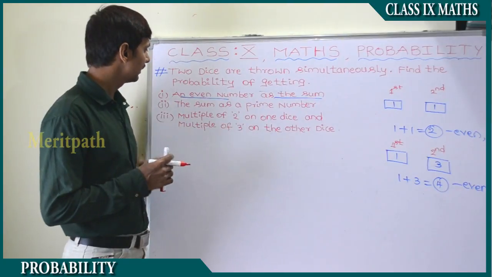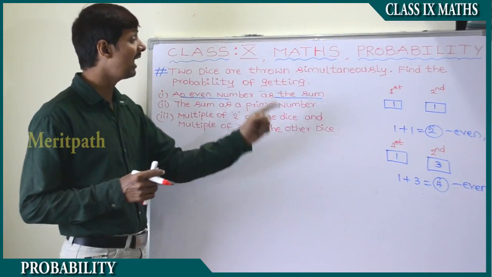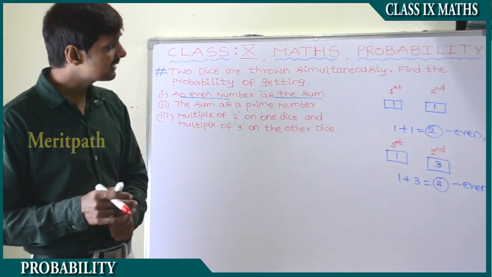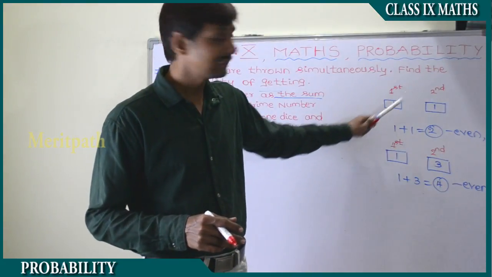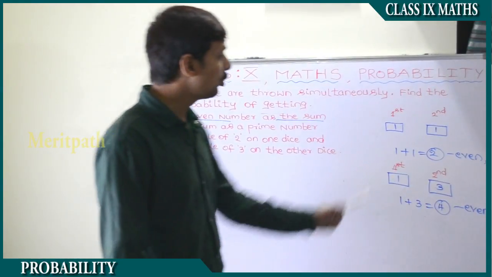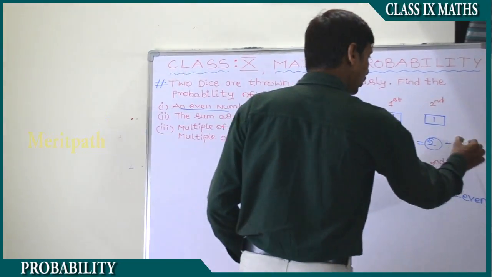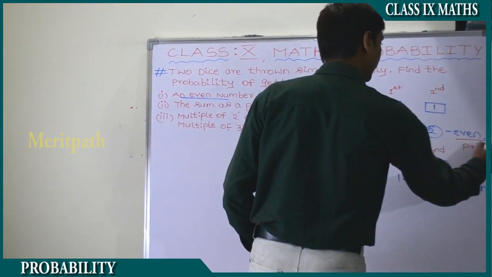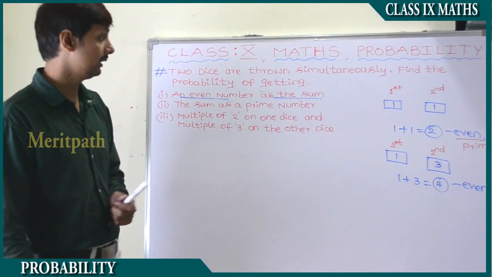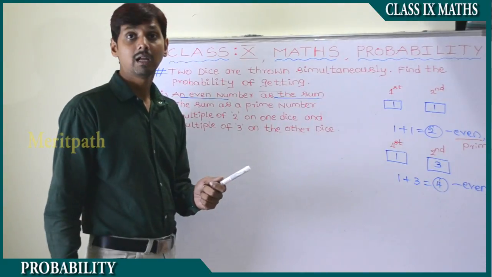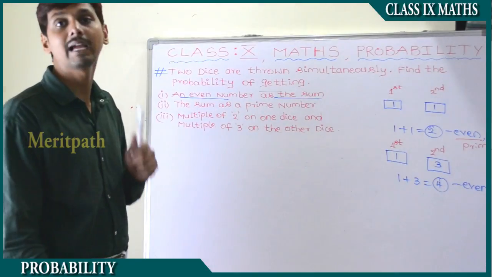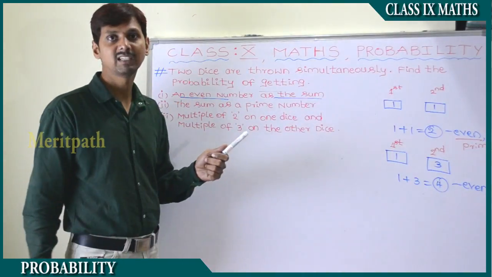Also, the second case, let us see the second case, the sum as a prime number. Let's take the first example. On the first dice we got 1, on the second dice we also got 1. Here we add these two numbers and we get 2. 2 is also a prime number. So the sum of the two numbers on the two dice is a prime number here. In this same manner, we need to find out how many possibilities we get, and what is the probability.